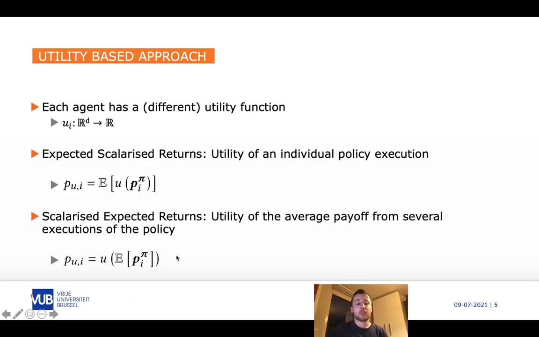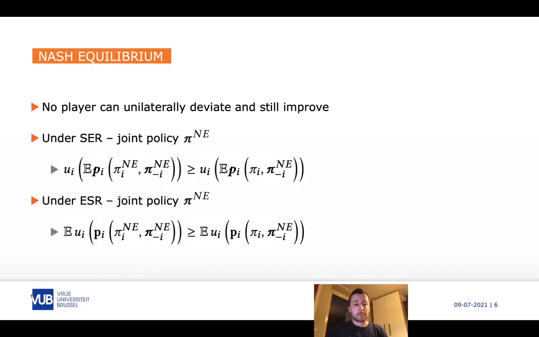Now, important to note here is that it has been shown that in a multi-objective normal form game under the ESR criterion, you can effectively reduce the multi-objective normal form game to a scalarized single-objective normal form game. All right? And then moving on, in this paper, we specifically take a look at Nash equilibria. So first of all, what actually is a Nash equilibrium?